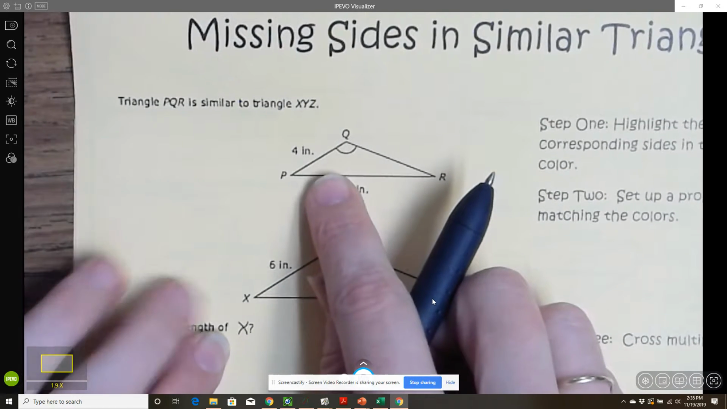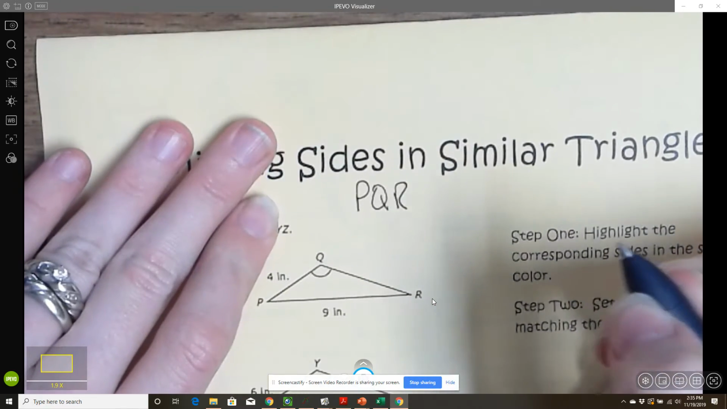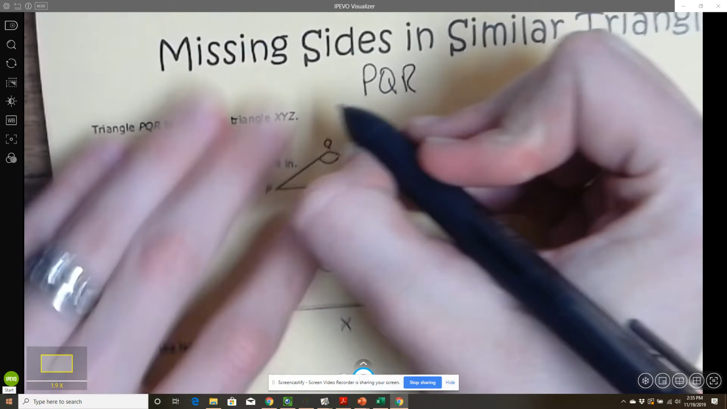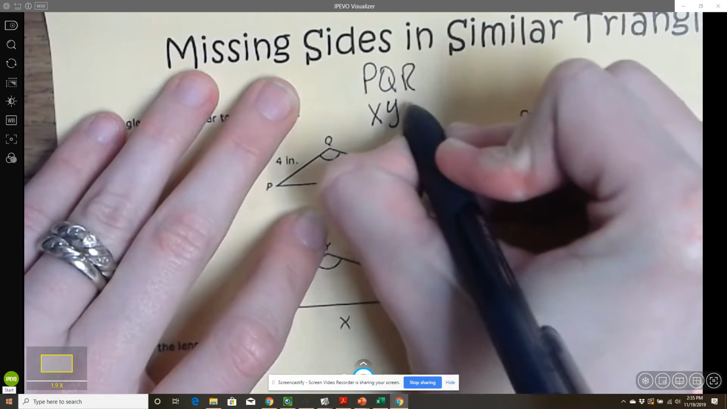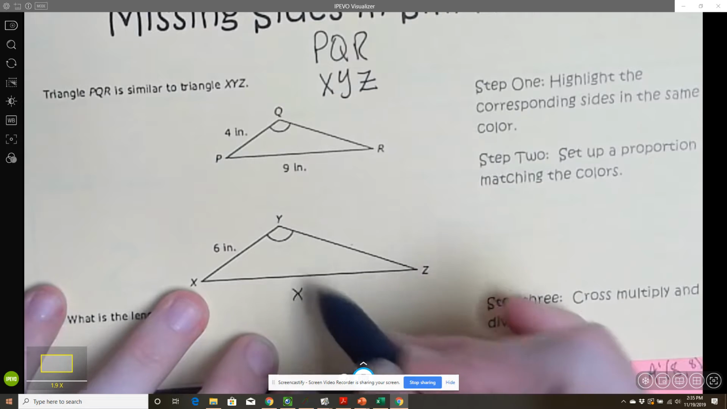So this triangle here is PQR, and the order that those letters are in matters. This one down here is XYZ, and again, that order matters. So what we're trying to do is find this missing side length.